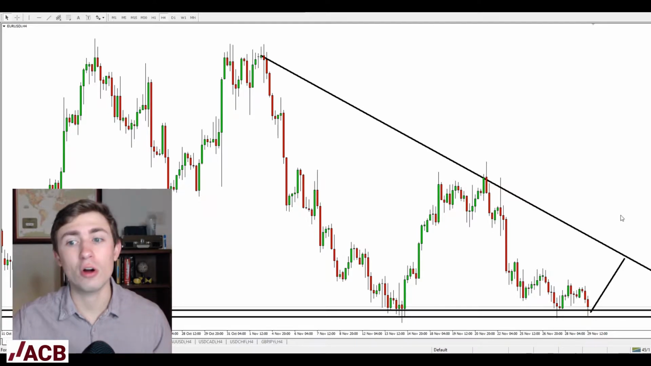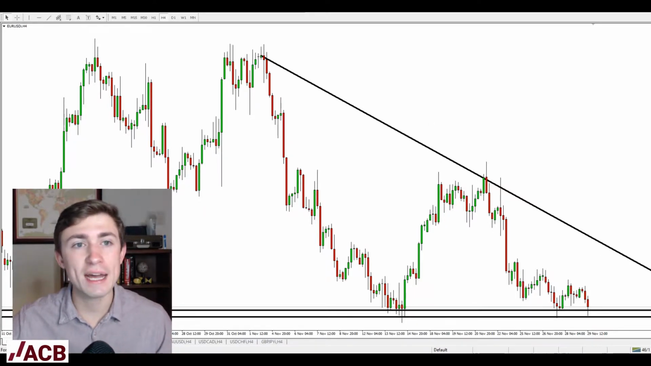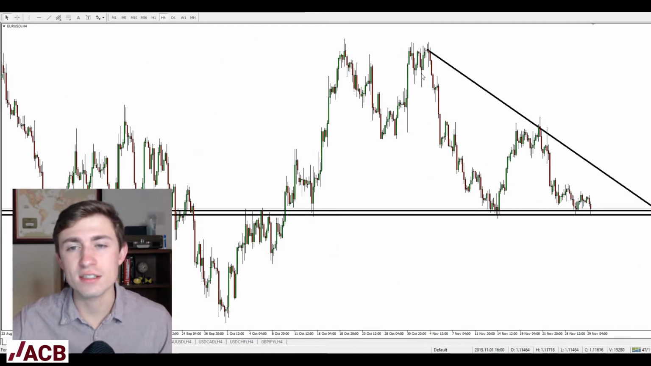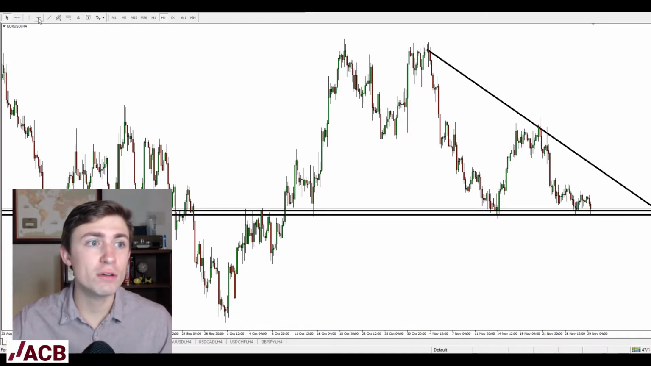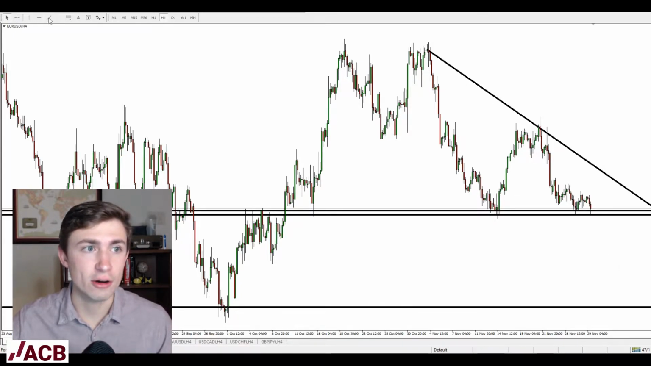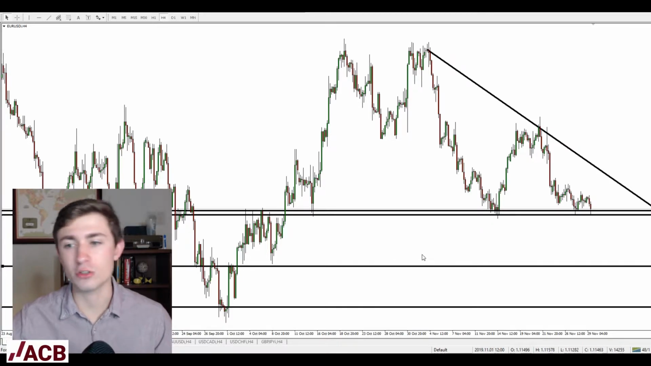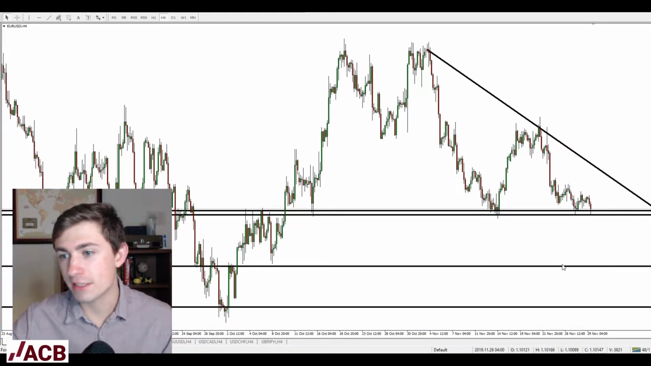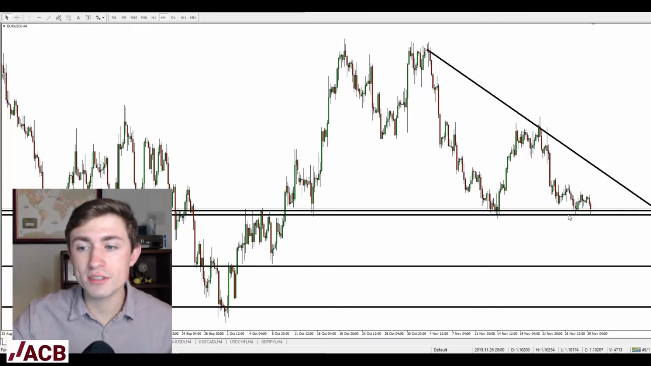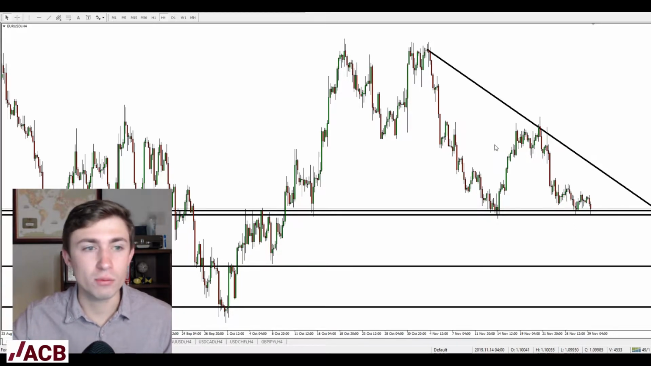My thesis here on EUR/USD, as I've mentioned in the past, has been bearish since this double top printed, and I think that we even could continue to go lower towards this area here, or at least maybe this structure level there. That is, of course, my technical analysis on EUR/USD. We'll see if we can trade lower, and ultimately what happens here.